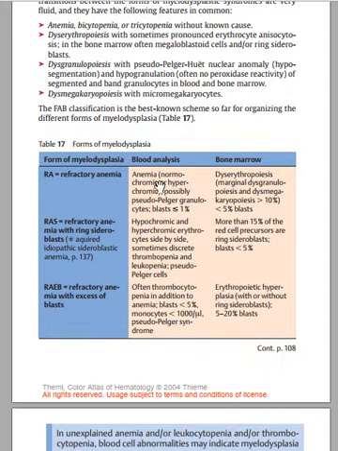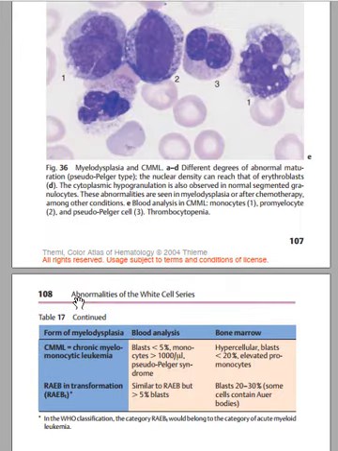So, forms of myelodysplasia. There are different forms of myelodysplasia. You have refractory anemia in patients. Some patients have refractory anemia which is always present. You have refractory anemia with ring sideroblasts. You have refractory anemia with excess erythroblasts and all that.